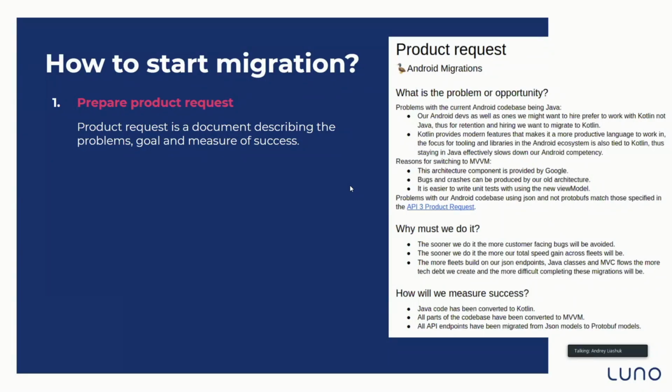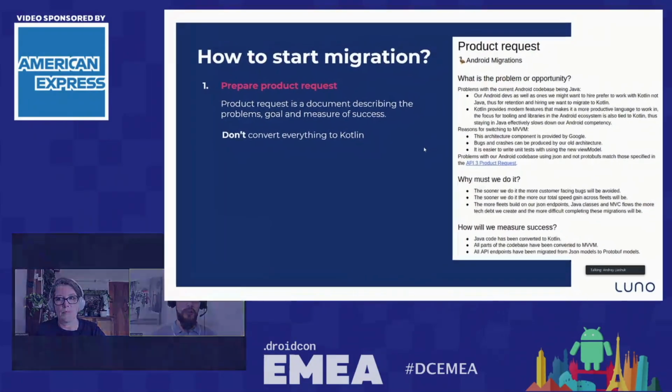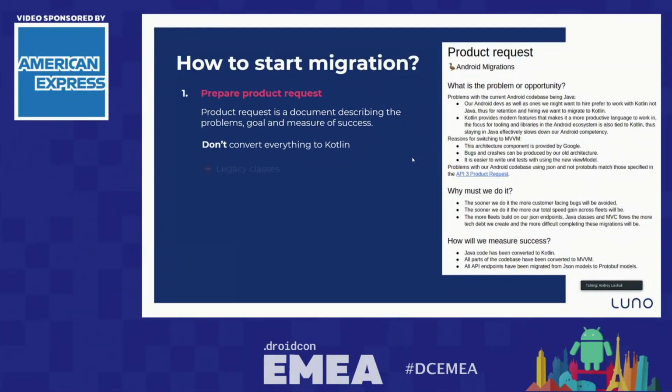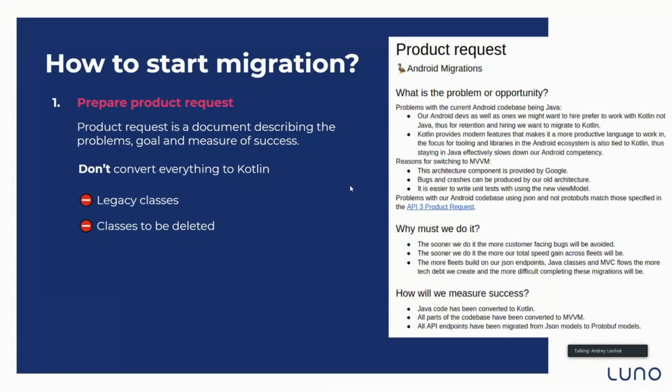You should prepare a product request. A product request is a document which describes the problem and the measure of success. For Kotlin conversion, I can advise that it is not necessary to achieve 100% conversion. Better to leave some classes in Java. For example, legacy classes, classes that will be removed soon, or third-party classes with complicated logic.